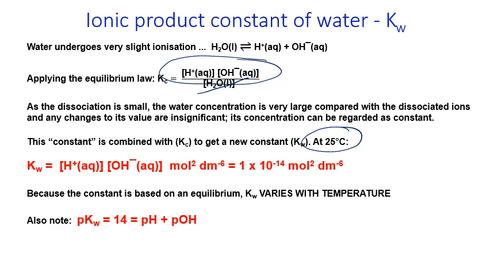Also note that this is the key. pKw equals 14. Surprise, surprise. Which is the pH plus the pOH. So basically at neutral, pH 7, the concentration of protons in a glass of water equals the concentration of hydroxide.